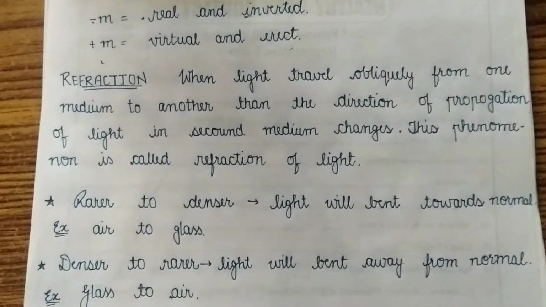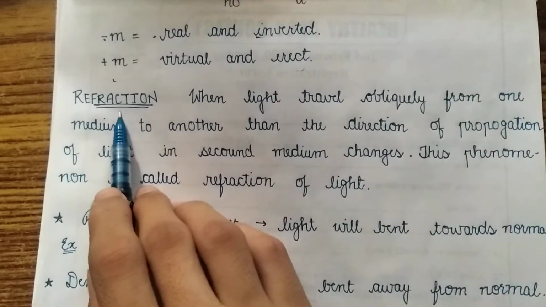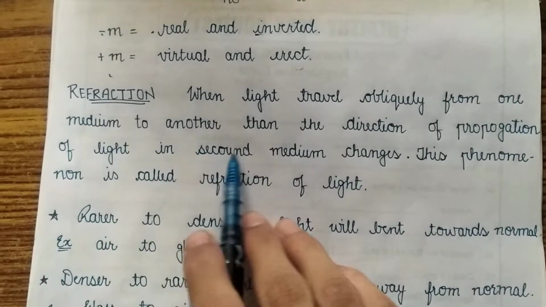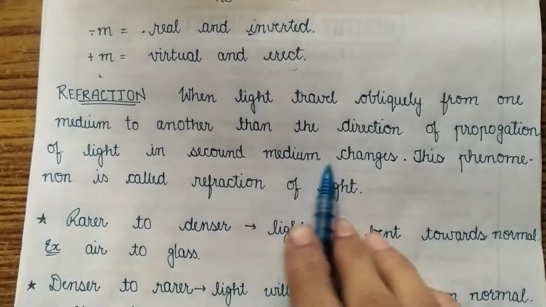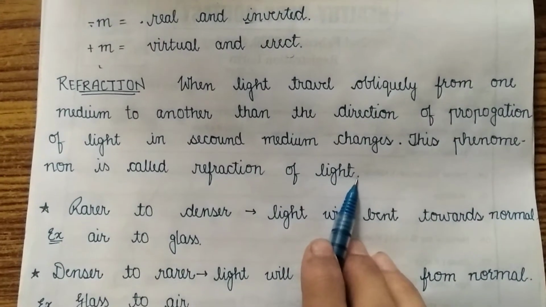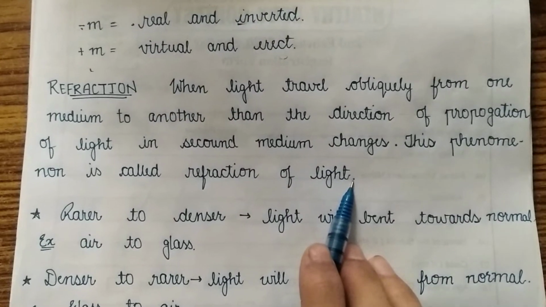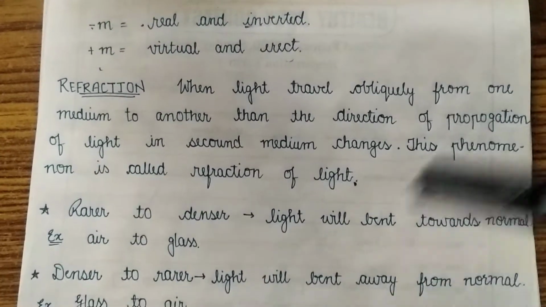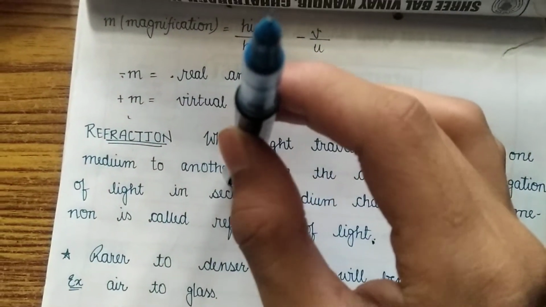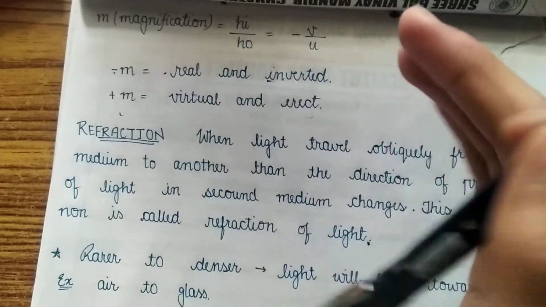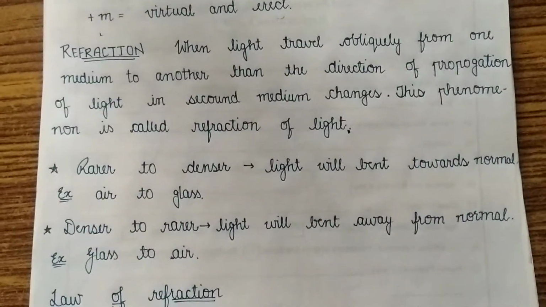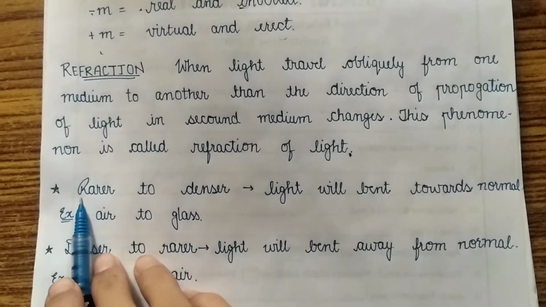Now we will understand our next topic, that is refraction. Refraction means when a light travels obliquely from one medium to another, then the direction of propagation of light in the second medium changes. This phenomenon is known as refraction of light. For example, take a beaker and fill it with water, then put one pencil. Then the pencil surface below the water will look somewhat different or slightly bent, and this phenomenon is known as refraction.